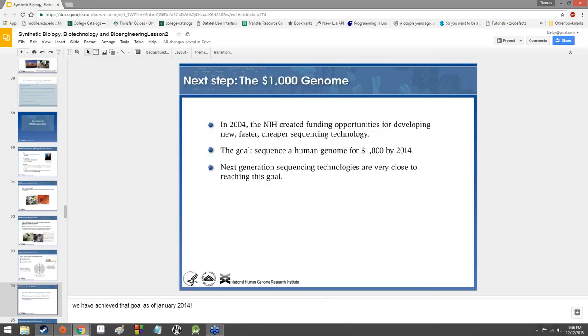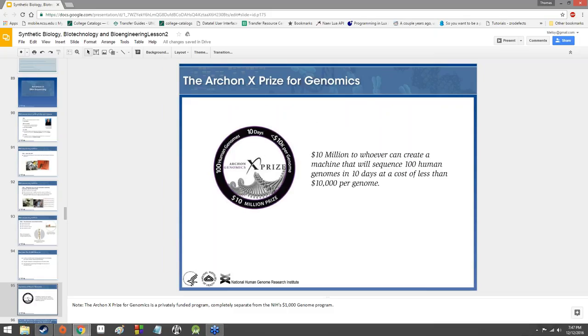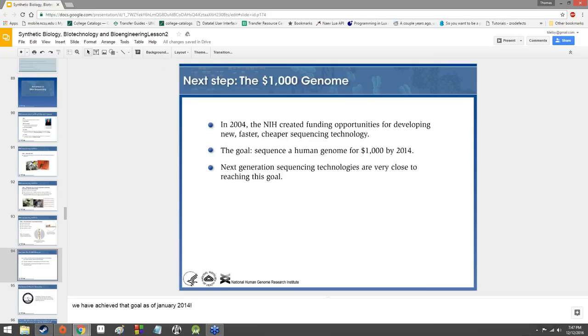Now, in 2004, the NIH created funding opportunities for developing new, faster, cheaper sequencing technology. That was 12 years ago, but I'm sure it still applies today. The goal now is to sequence a human genome for $1,000 by 2014, which I believe is actually already something that has happened. Next-generation sequencing technologies are very close to reaching this goal, as of 2009, which I'm pretty sure happened.